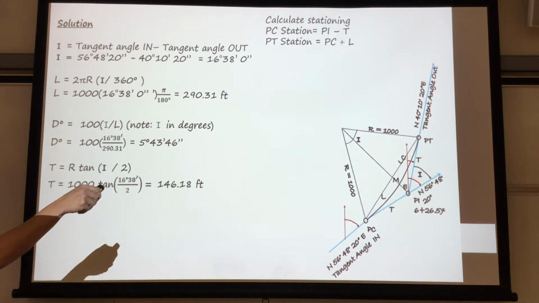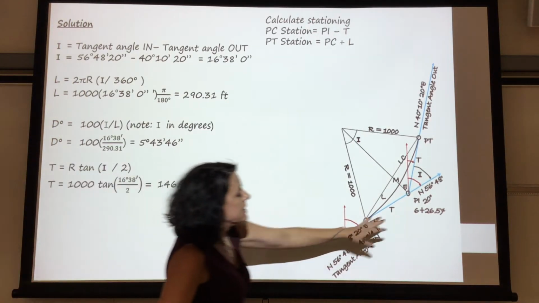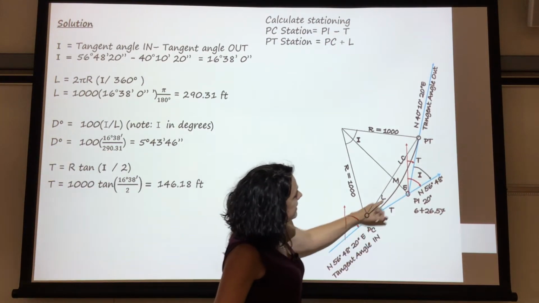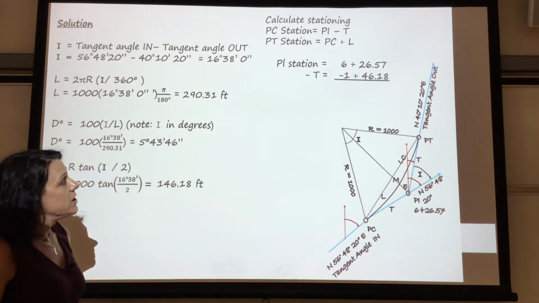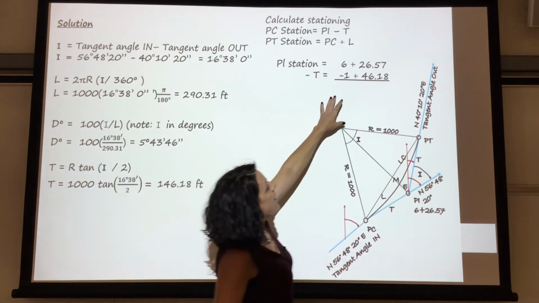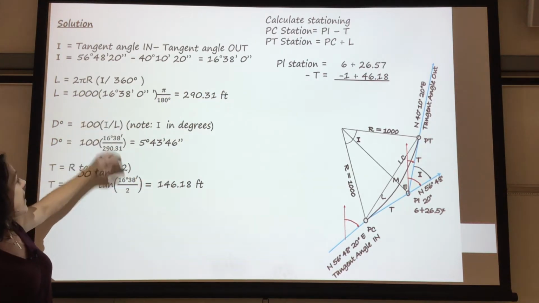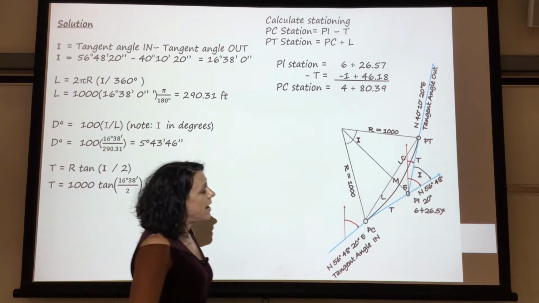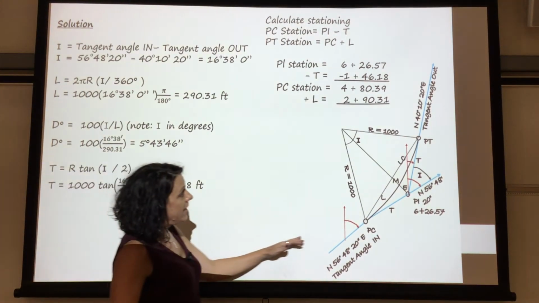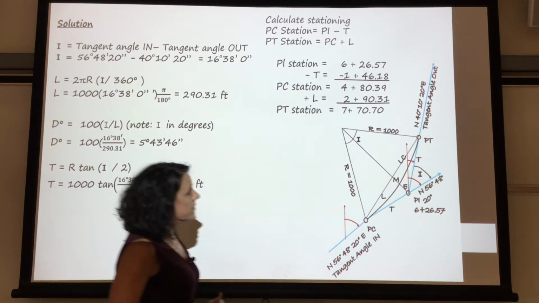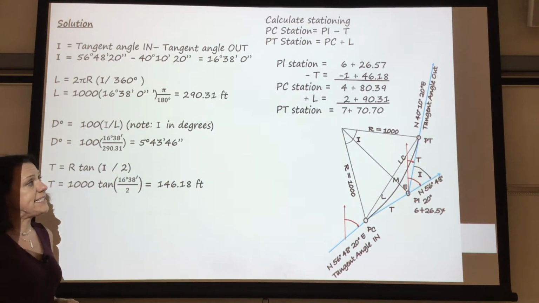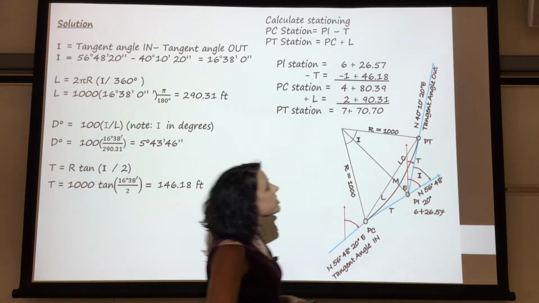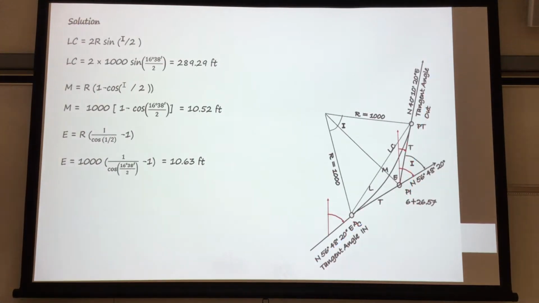So now I'm going to calculate my stations up here. So PC is equal to the PI, 6 plus 26.57 minus the tangent, and PT is the PC plus the length of the curve. So 626.57 minus the T, the tangent length that we figured out here, and I get a PC station of 4 plus 80.39 here, and then I add the 290.31 feet to get the PT here. So that station at the end is 7 plus 70.70. So I can't just add the tangent length to get to that point. Okay, they're going to be close.